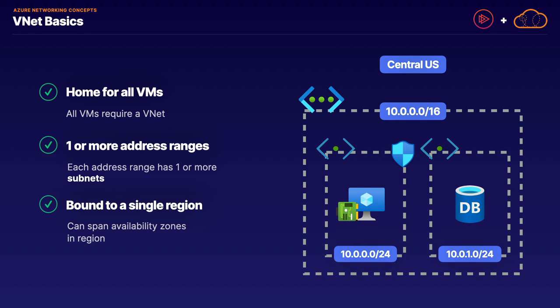With that in mind, even though a virtual network is bound to a single region, for regions with multiple availability zones, that virtual network can span every availability zone within that single region. In this example on the right side, if we had a virtual network in the Central US region, it could only exist in the Central US region. However, that network and its subnets can exist in every availability zone within that region as well.